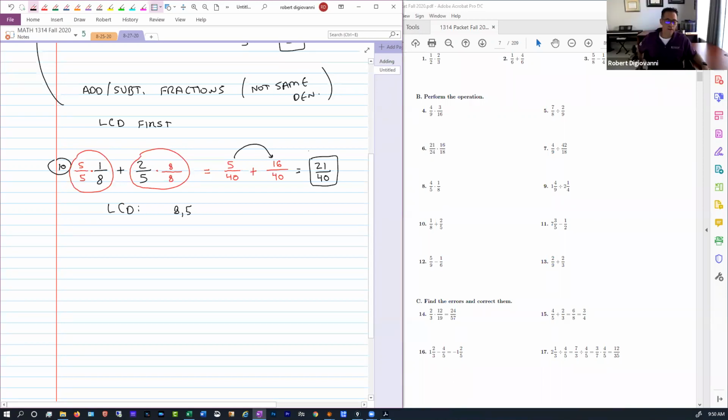So if you take 1/8 of a candy bar and you add it to 2/5 of a candy bar, you're going to wind up with 21/40 of a candy bar. Okay. How does that feel to you? Does that make sense?